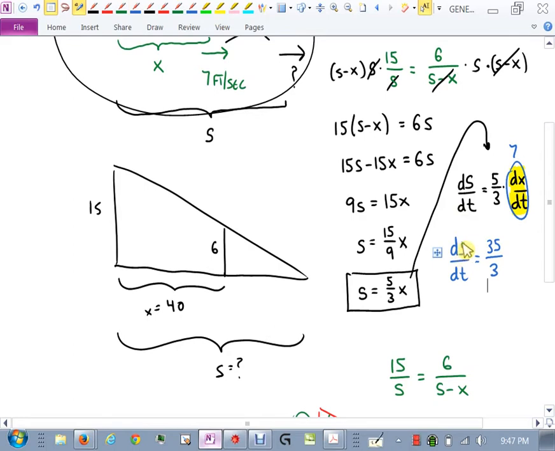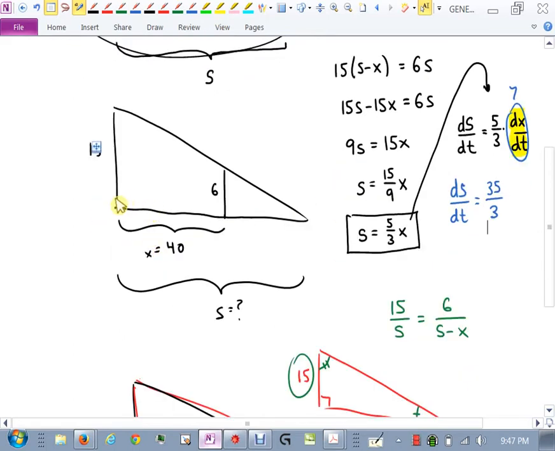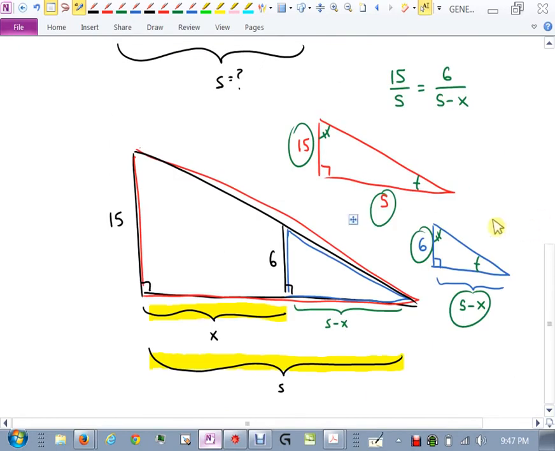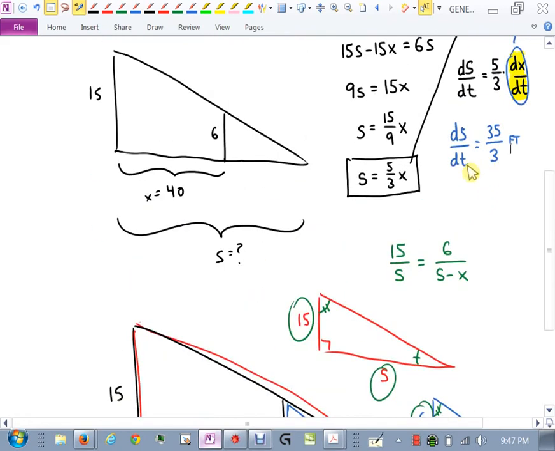And now S is actually a distance from the pole to the tip of the shadow, so it's measured in feet. And time here is measured in seconds, so feet per second. So that is how fast the tip of his shadow is moving, 35 thirds. So 35 divided by 3, 11.6666. So 11.7 feet per second, approximately.